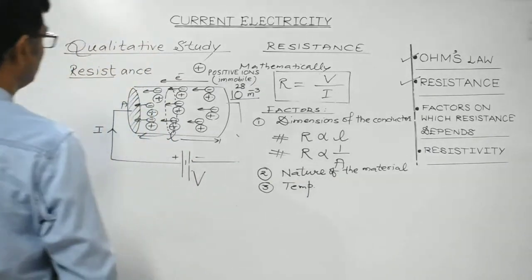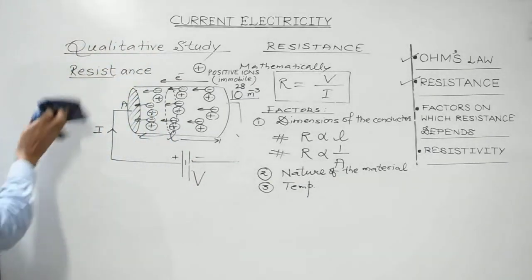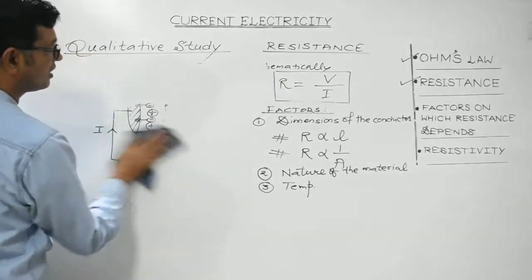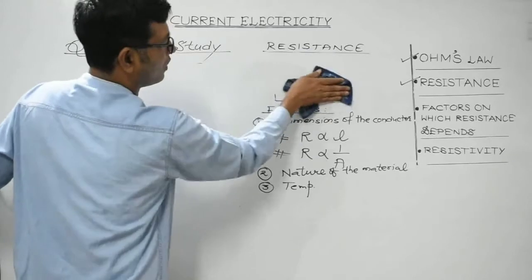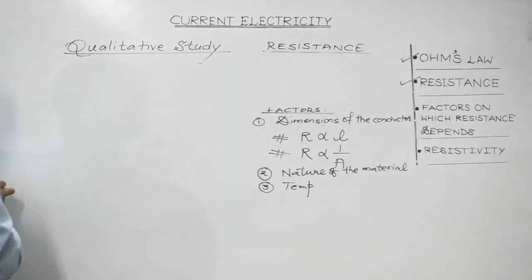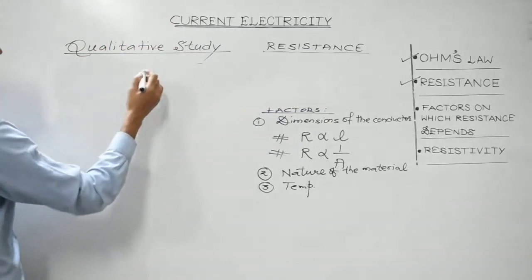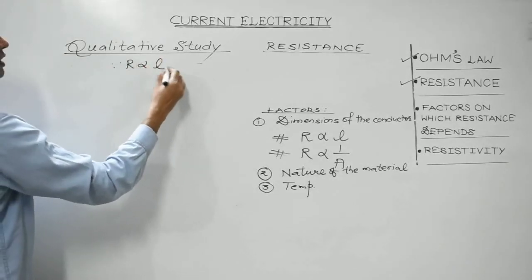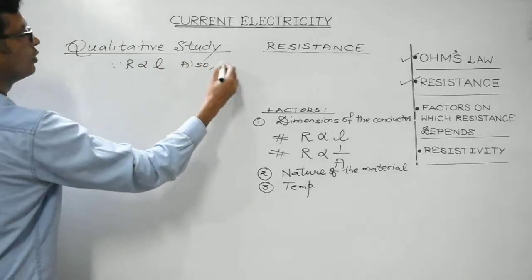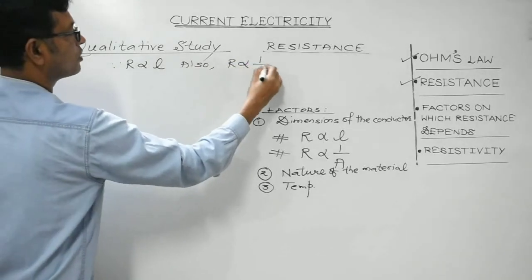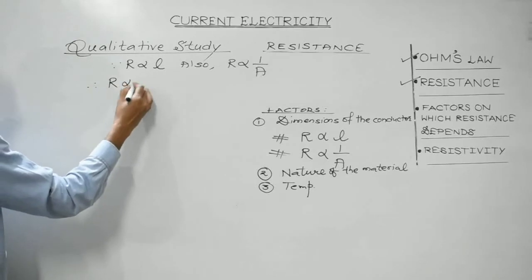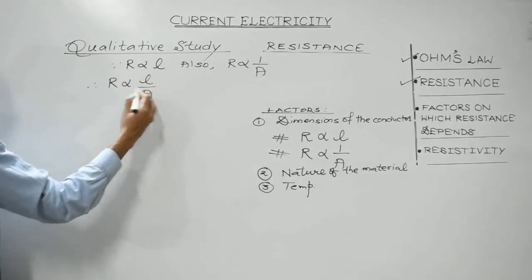So let's start with the mathematical treatment first. Combining these two statements, we can write R is proportional to L. Since R is proportional to the length of the conductor, and also R is inversely proportional to the cross-sectional area, therefore, combining these two, we can write R is proportional to L by A.